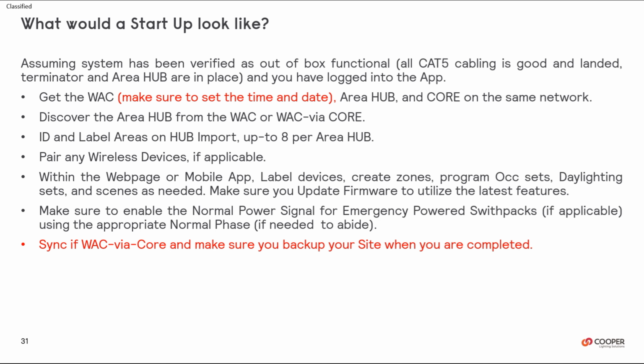Then within the web page or mobile app, label everything, create zones, and program aux sets, daylighting sets, and scenes. Make sure you update firmware to utilize the latest features if needed, and make sure to enable any normal power signal for emergency powered switch packs using the appropriate normal phase if you need to abide. Make sure you sync WAC via core and back up your site when you are completed.